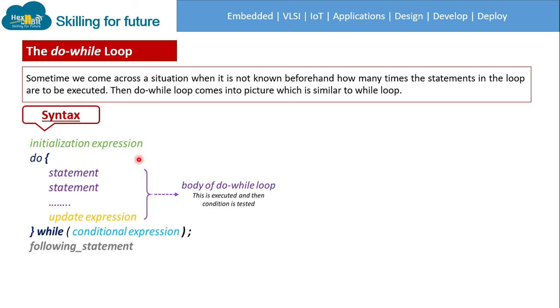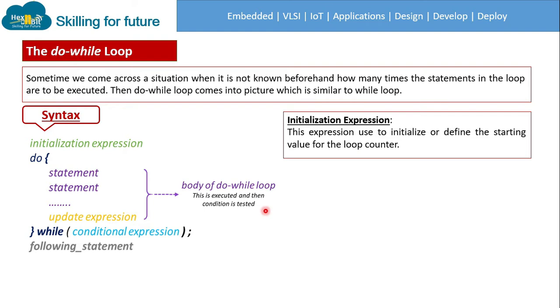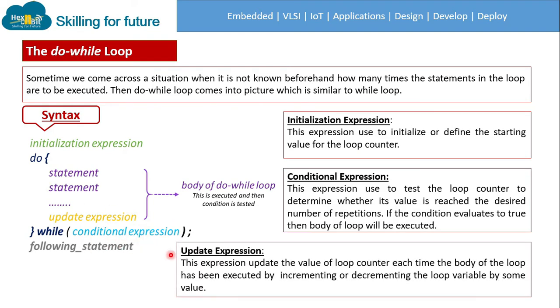Here is the syntax for the do while loop. Again the components are the same: initialization expression, conditional expression, update expression. In the do while loop, the initialization expression is written outside the loop, and the update expression is executed within the body of the loop. But the difference is the conditional expression is tested at the end of the loop. That means once the body of the loop is executed, the conditional expression is tested, and if the test returns true, it executes the body of the do while loop again, otherwise it quits the loop.